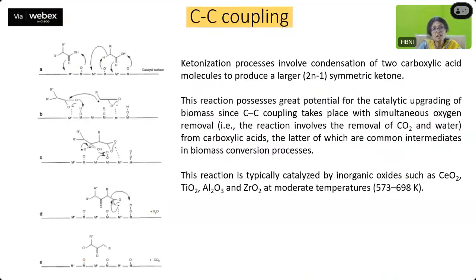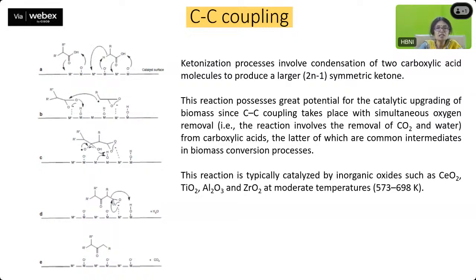Then you can have different C-C coupling reactions. So you have that molecular weight adjustment, which I showed. Ketonization processes involve condensation of two carboxylic acid molecules to produce a larger symmetric ketone. This reaction possesses great potential for catalytic upgrading of biomass, since C-C coupling takes place with simultaneous oxygen removal. As I told you, biomass contains more than 50% oxygen, and you need to remove that oxygen. So the reaction involves the removal of carbon dioxide and water from carboxylic acids, the latter of which are most common intermediates in biomass conversion processes.